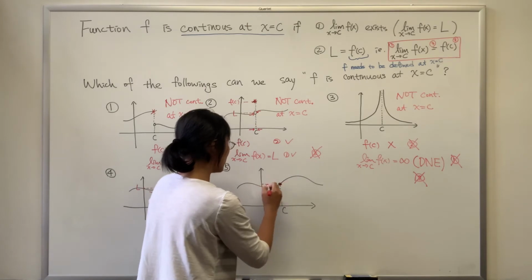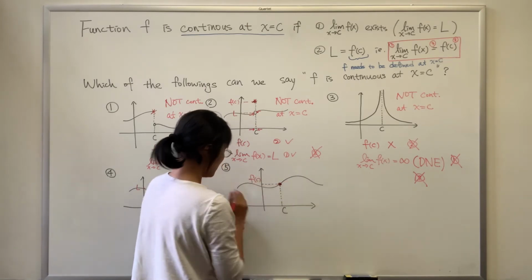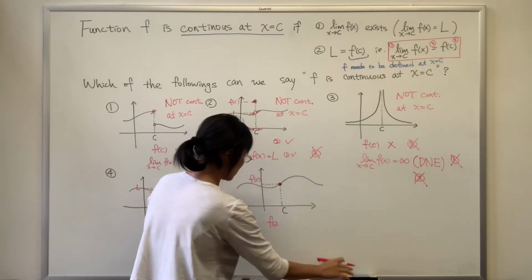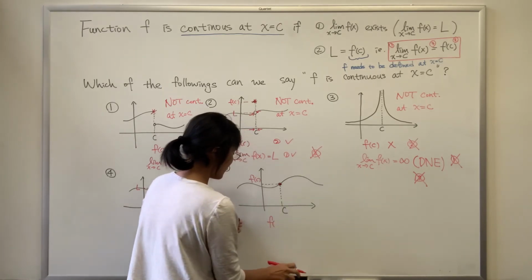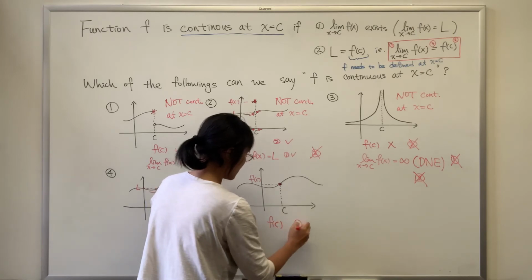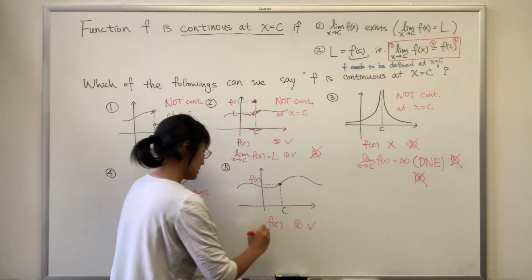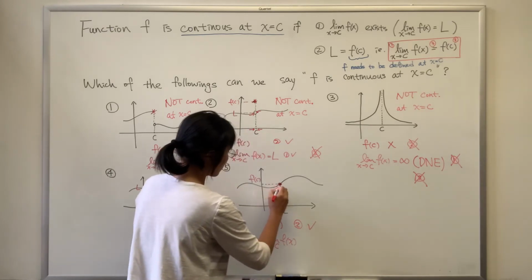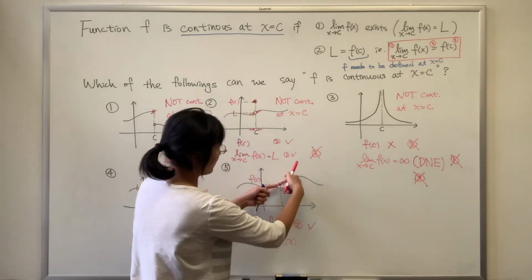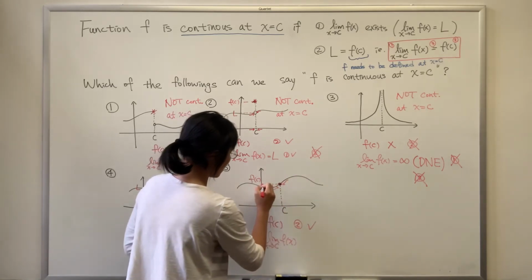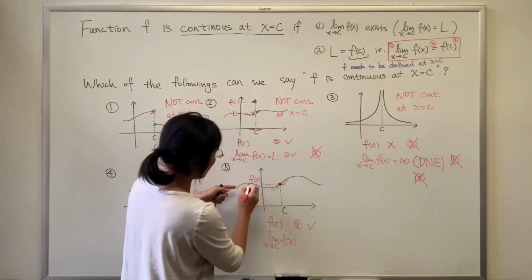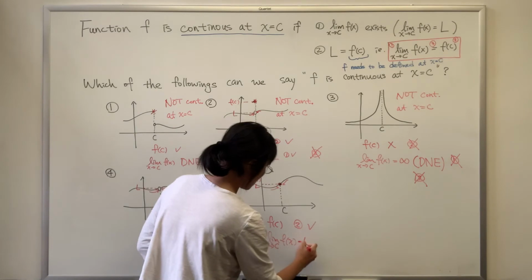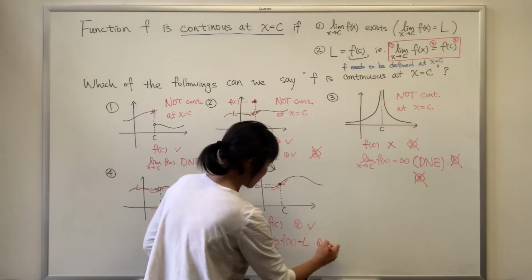We see a solid dot here, that is f of c. So condition 2, check. We have f of c defined. Now we look at the limit as x approaches c. You can see that the function values meet where the dot is, and the height of the dot is L. And you can see L is the same as f of c. So the limit exists, so condition 1, check.